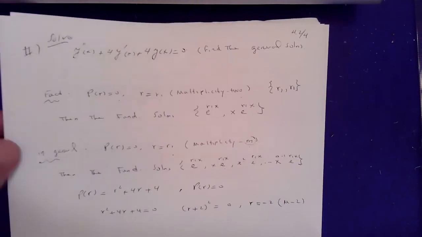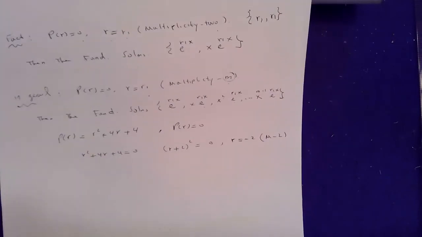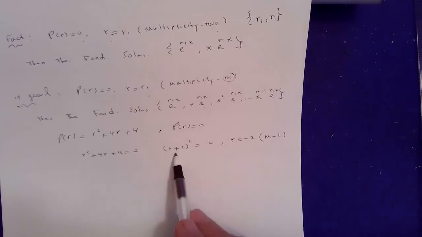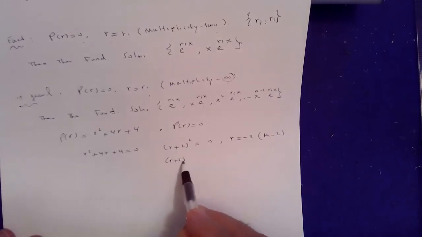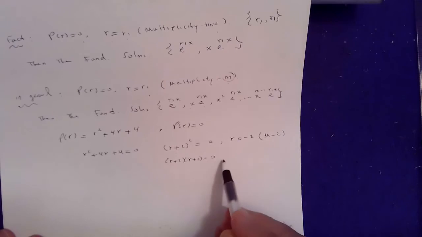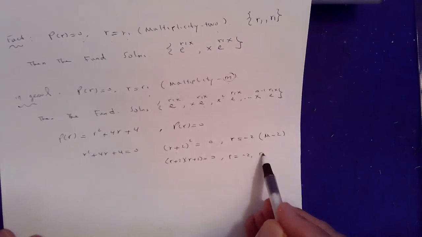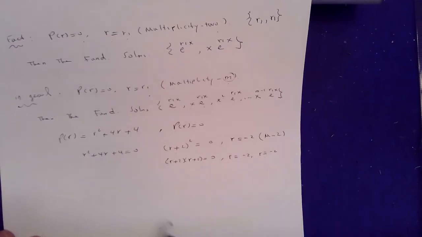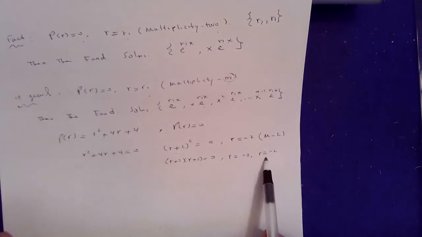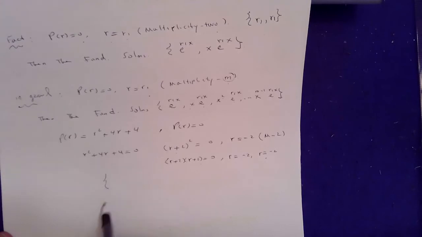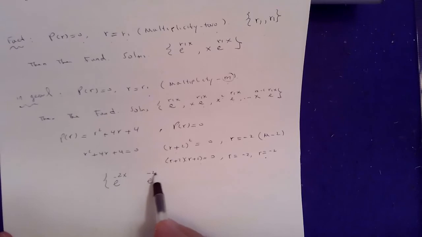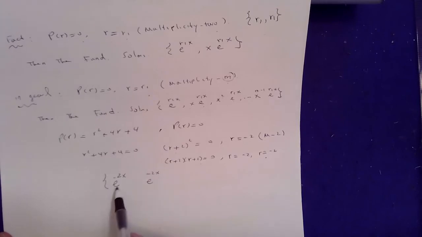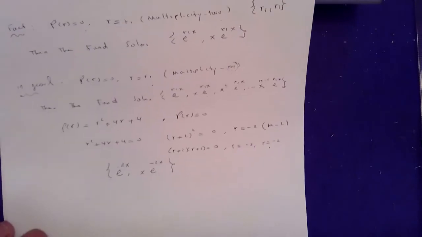What is multiplicity 2? That means I have -2 twice, because this is r plus 2 times r plus 2 equals 0. So r is equal to -2 twice, because the degree of the polynomial is 2, so I have to have 2 answers, correct? However, the fundamental solution is not e to the -2x and e to the -2x twice. One of them is e to the negative 2x. The other is x e to the negative 2x.